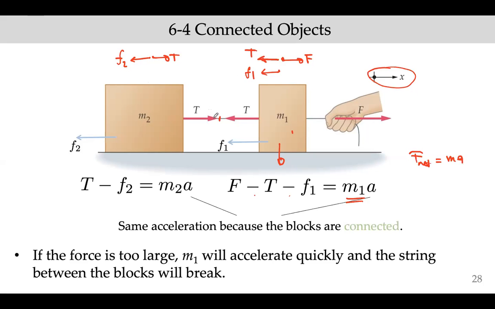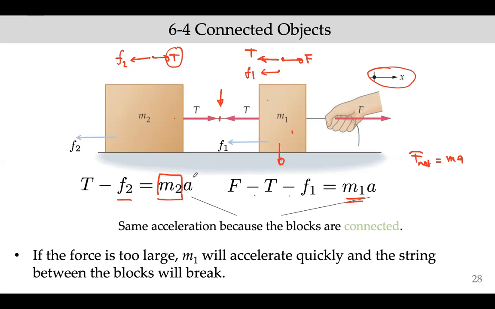Now look at tension. On this block, the effect of tension is pulling it to the left. On this block, the effect of tension on the rope is pulling it to the right. So this rope is pulling M1 to the left, but it's pulling M2 to the right. For this one, it's very similar to the first one, but we don't have an external force, and T comes with a positive sign to the right. Friction again comes with a negative sign, and here you have to use M2.